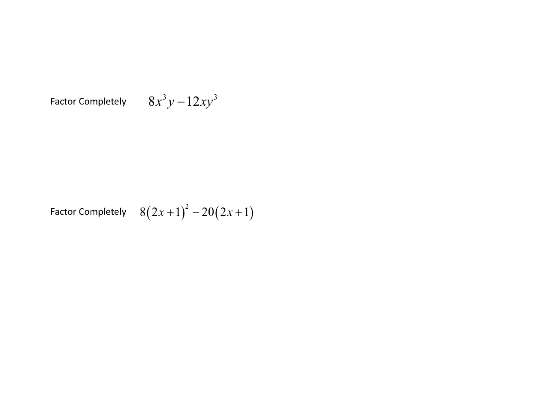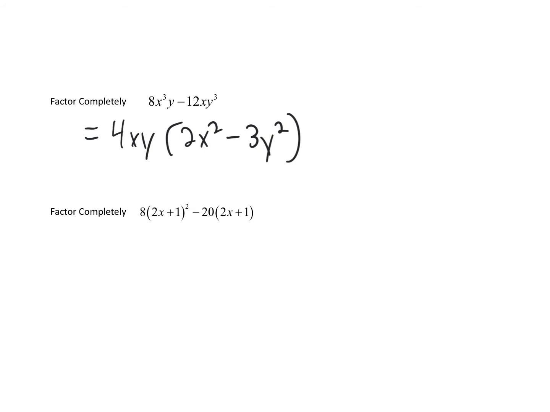In this video, we're going to look at some factoring examples. The first two examples are just what we call common factoring. First one, we can take out 4xy from each term, leaving us with 2x squared minus 3y squared.